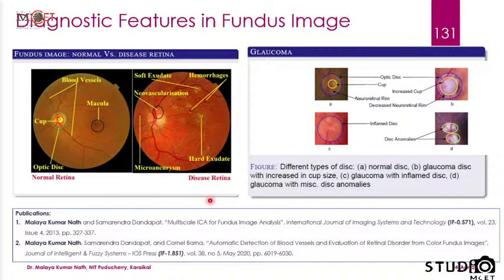So here we have done 2 things. One is your glaucoma classification. Another is your different feature extractions. And another is your person identification.